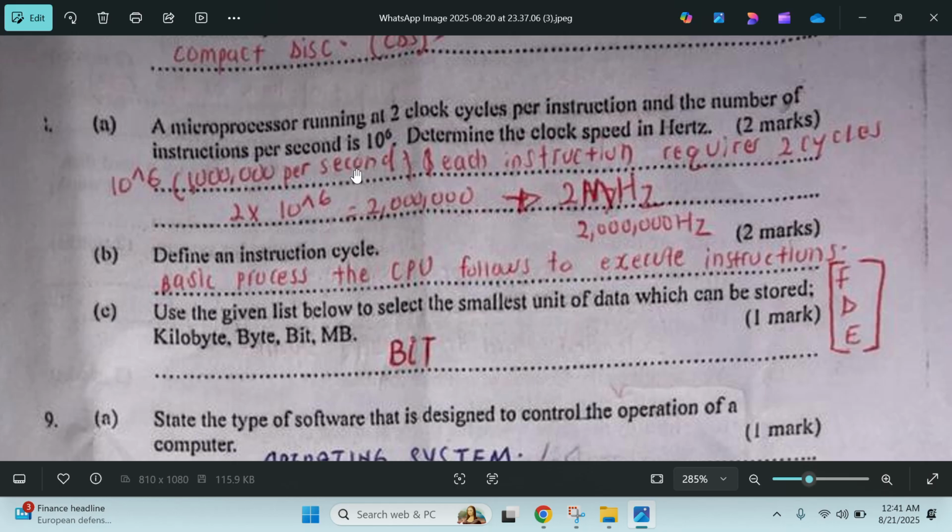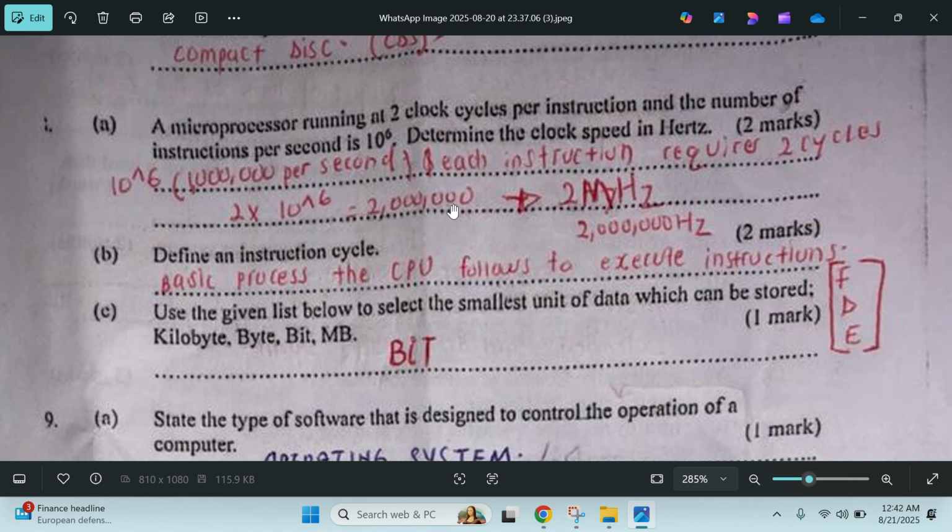And each instruction requires 2 cycles. Each instruction is going to require 2 cycles because they're telling us that the processor has 2 clock cycles. But within 1 second, it's going to have 1 million instructions. So I simply got 2 times 10 to the power 6.